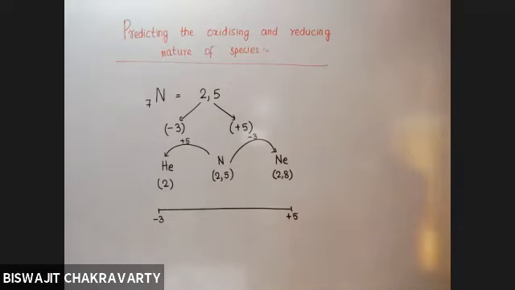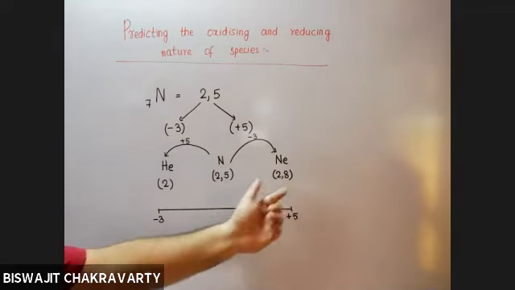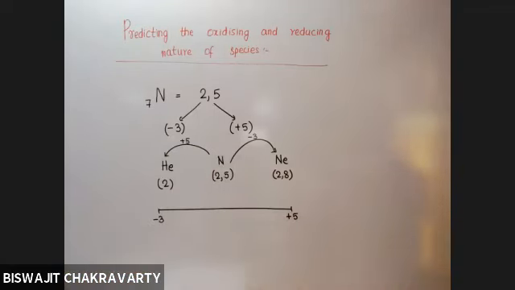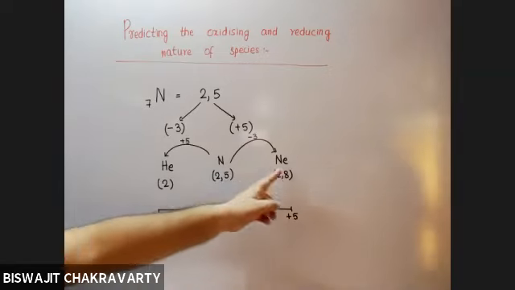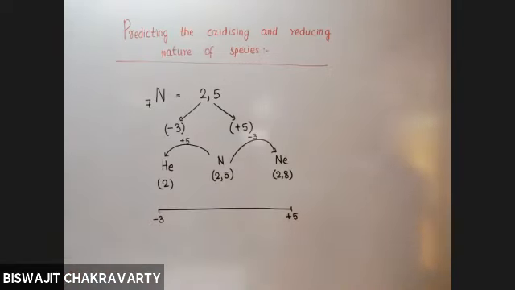Yes, sir. Okay. Again, if nitrogen wants to get converted to neon, then what is it supposed to do? If 2,5 has to become 2,8, what is it supposed to do? Will it not gain 3 electrons? Yes, sir. Okay. So if anyone gains 3 electrons, will it not show an oxidation state of -3? Yes or no? Okay. So the minimum oxidation state nitrogen can show is -3, and the maximum oxidation state nitrogen can show is +5.